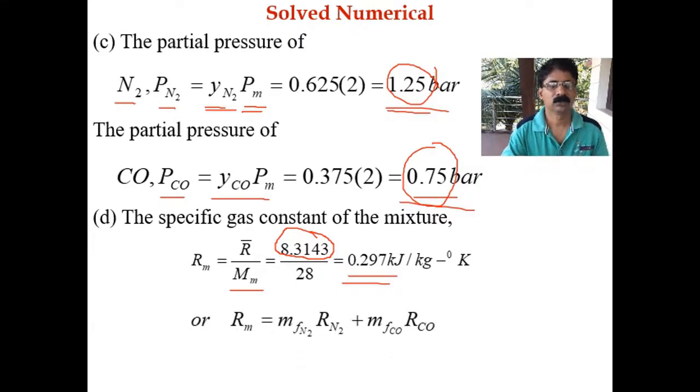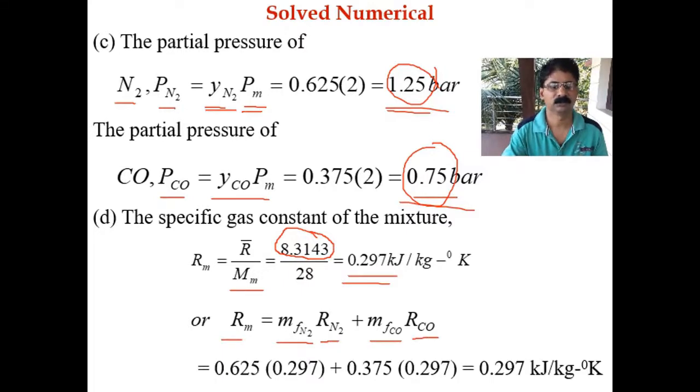Also, you can use one more formula to find out the specific gas constant of the mixture, that is Rm for the mixture is equal to mass fraction of N2 into gas constant for N2 plus mass fraction of CO into gas constant of CO. So if you substitute that, that also you will get as 0.297. So there are two methods by which you can find out the gas constant of the mixture.